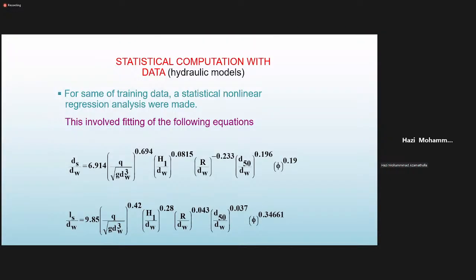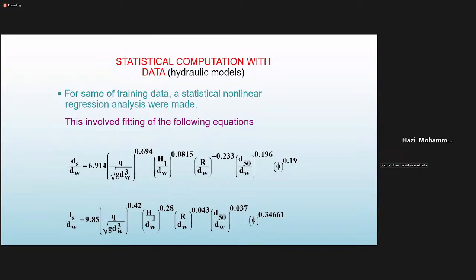So with statistical regression, you are all aware of least square fitting. Nowadays in software, on the left-hand side we can see the first equation. You can see the Froude number with a power of 0.694, then the head. These are the two very important variables. You can also see the bucket radius has an inverse relationship, and with bed material and lip angle it's showing correct, 0.19.